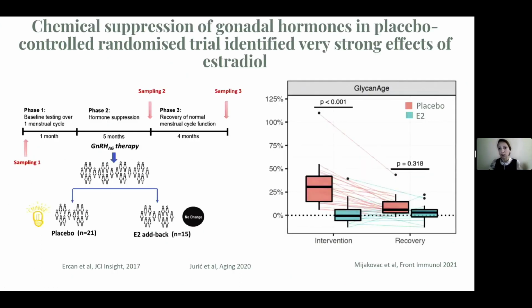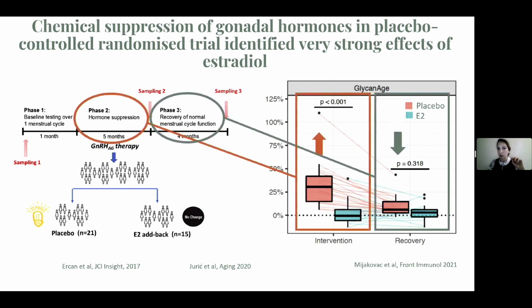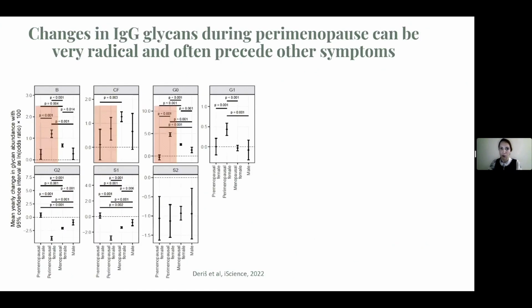And this was very, very interesting for us, of course. So we went to explore this further. And we saw that a chemical suppression of gonadal hormones in a placebo-controlled randomized trial identified a very strong effect of estradiol on this biological age as measured by glycans. And we saw an increase of biological age with hormones, and we saw a decrease once their menstrual cycle was recovered.